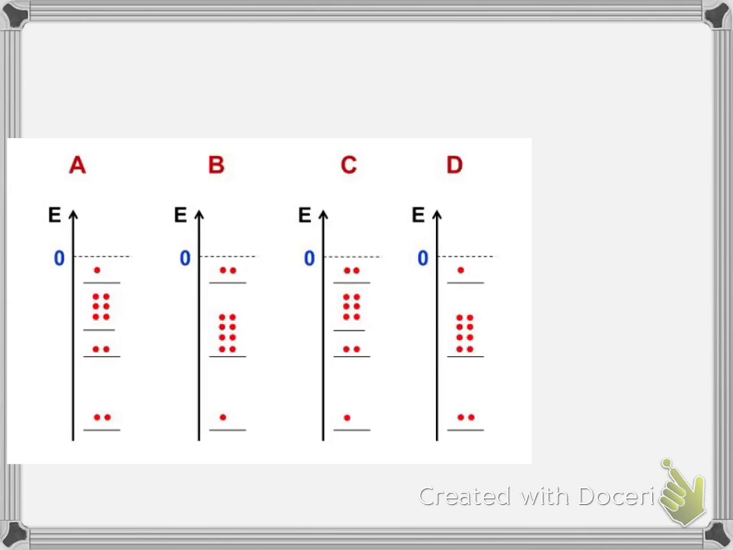Right, so this question is about the correct electron energy diagram for sodium. Sodium has 11 electrons and 11 protons. Remember, the 11 protons are down here, so down here is where the nucleus is. At 0 is the edge. The 0 is where the electrons would be lost at any energy above 0.